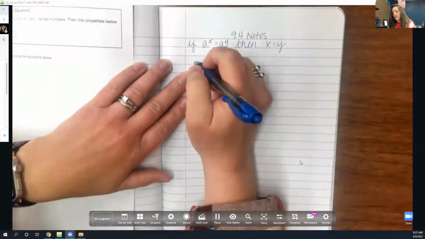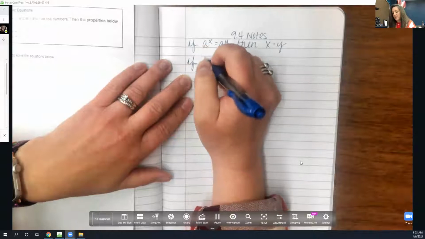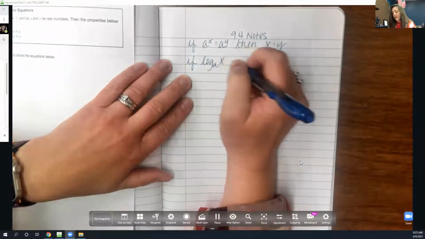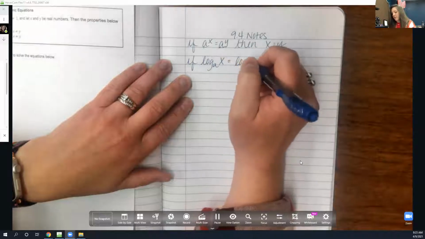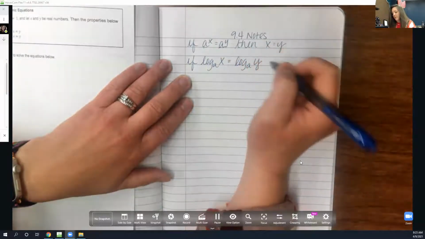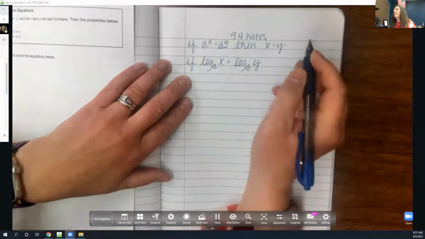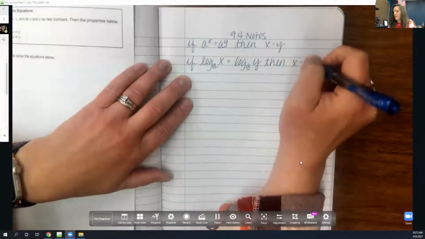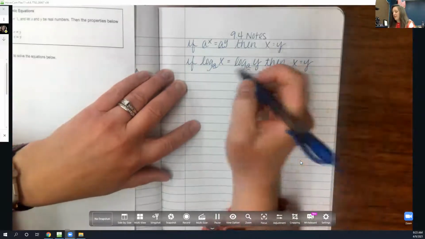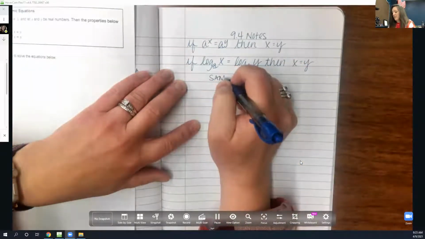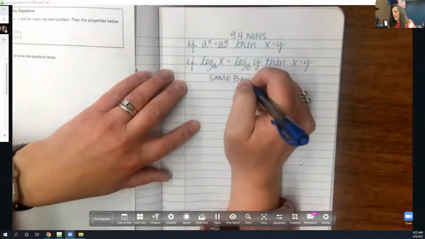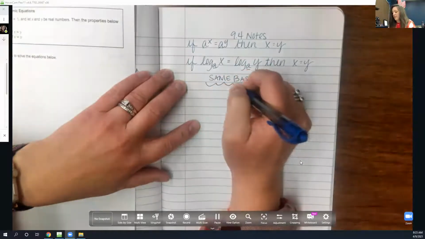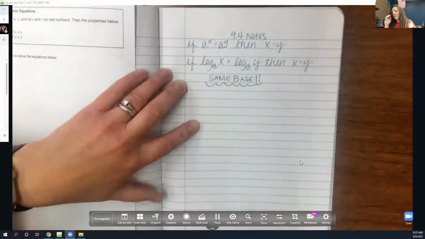And then for logarithms, it's very similar, remember, because a log is an exponent. If log base a of x equals log base a of y, remember your bases have to be the same, then x equals y. So we're going to keep those in mind. Same base is muy importante, right? That's the key here. We're looking for same base.